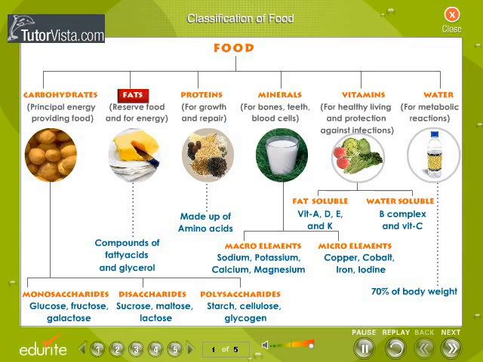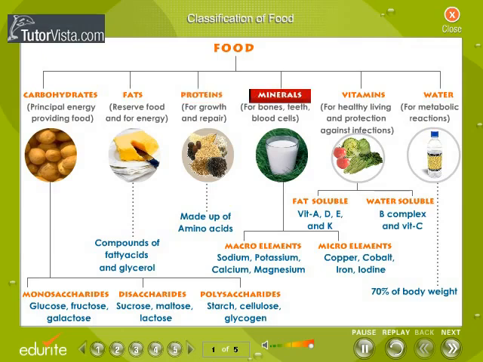Fats are compounds of fatty acids and glycerol. They produce more energy per gram than carbohydrates. Proteins serve as the building material. They are essential for growth, repair, and reproduction. Proteins are made up of simple basic units called amino acids.